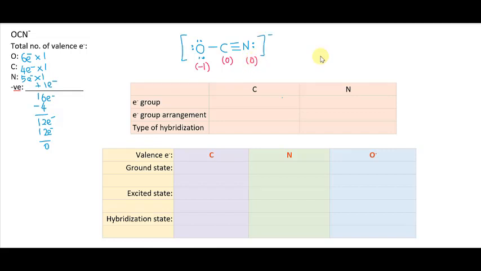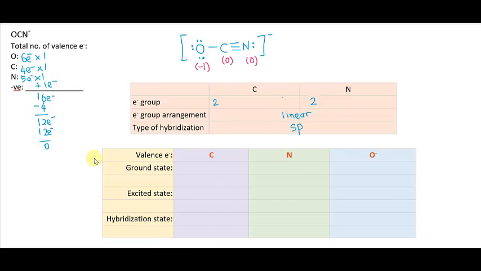Next, determine the electron groups for carbon and nitrogen. Remember, we need to explain the hybridization process of the central atom and also the surrounding atom that has multiple bonds. For carbon, we have 2 bonding pairs, so 2 electron groups. Nitrogen, we have 1 bonding pair and 1 lone pair, so again 2 electron groups. The electron group arrangement for 2 electron groups is linear, and the type of hybridization is sp.